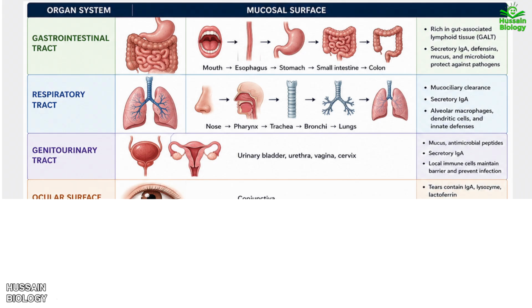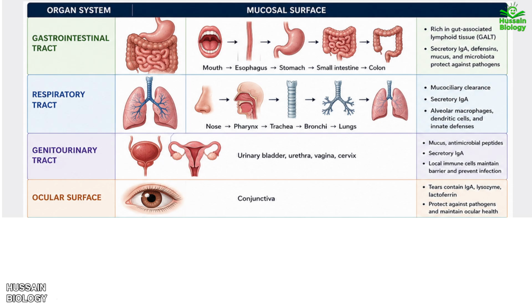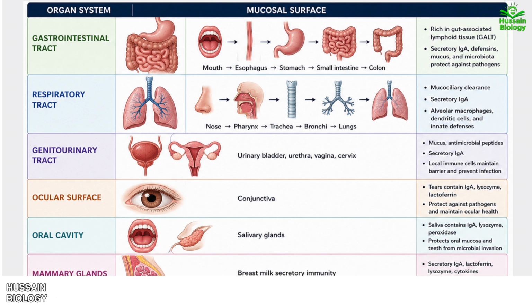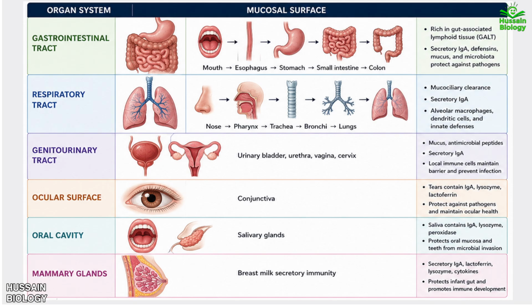The ocular surface consists of the conjunctiva, where tears containing secretory IgA, lysozyme, and lactoferrin help maintain ocular health. And then we have the oral cavity, which includes the salivary glands. It's protected by saliva containing secretory IgA, lysozyme, and peroxidases. Finally, the mammary glands provide secretory immunity through breast milk, which contains secretory IgA, lactoferrin, lysozyme, and cytokines, helping protect the infant and support immune development.